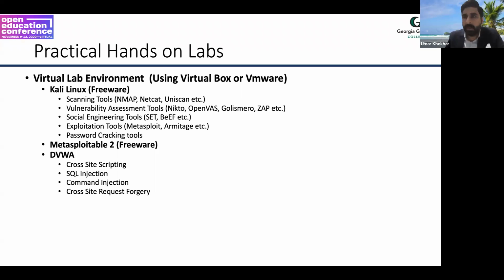Then the DVWA, Damn Vulnerable Web Application. There are plenty of applications like that, and this is, by the way, one of them, DVWA. By using that application, you can host it on your Kali Linux or your host machine, or it also comes with Metasploitable 2 as well.